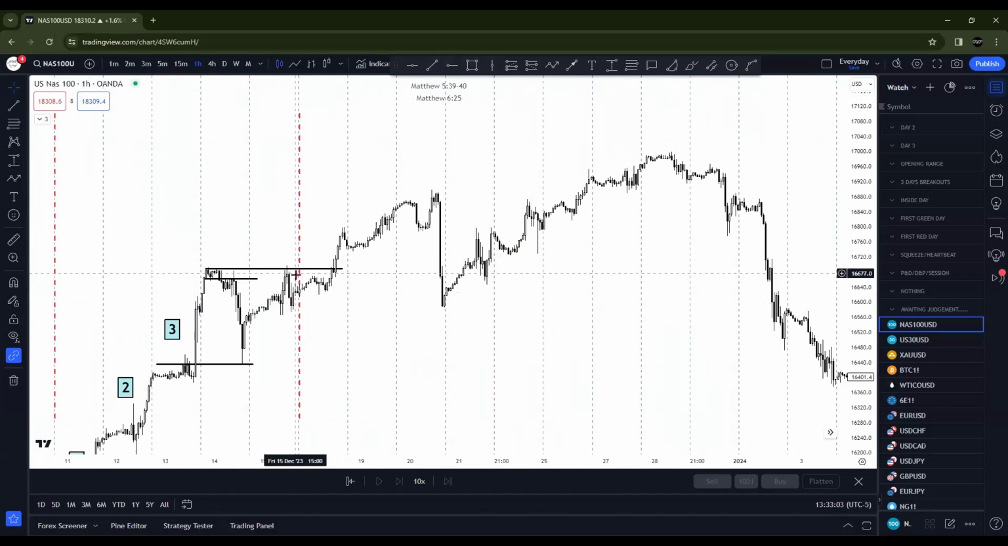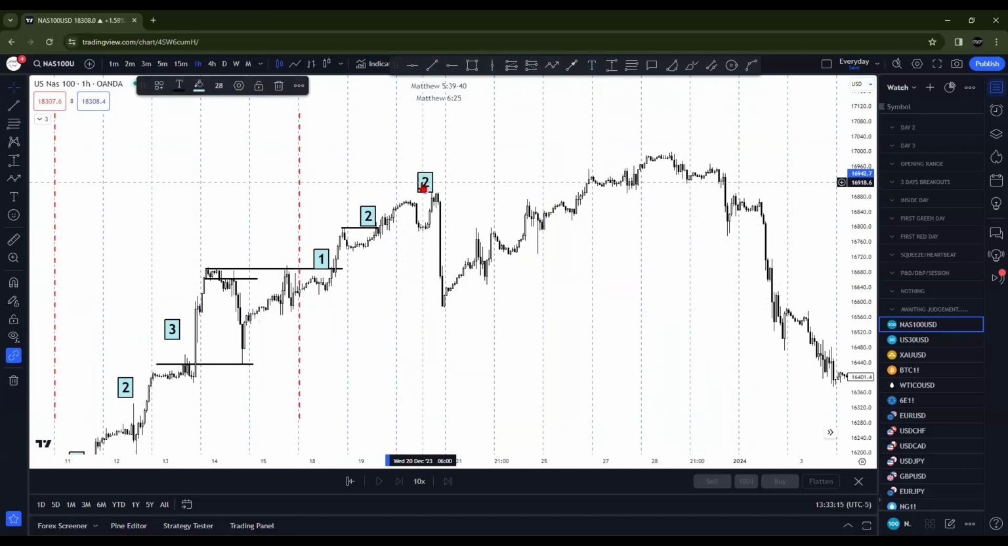So again, they come out of consolidation, larger W, beginning of a week. Push 1, level 1. Push 2, level 2. Push 3, level 3.